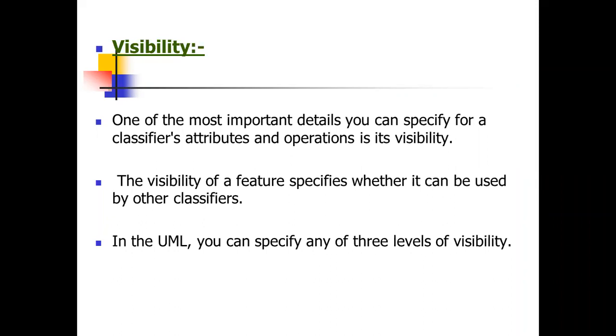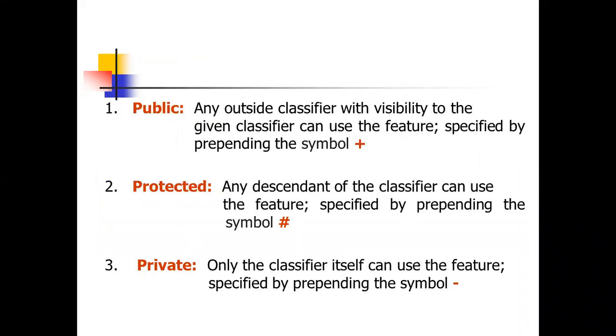In the UML, we can specify any of the three levels of visibility. First one is public, then protected, and private. Public means any outside classifier with visibility to the given classifier can use the feature, specified by appending the symbol plus. This is the notation for public visibility using the plus sign.